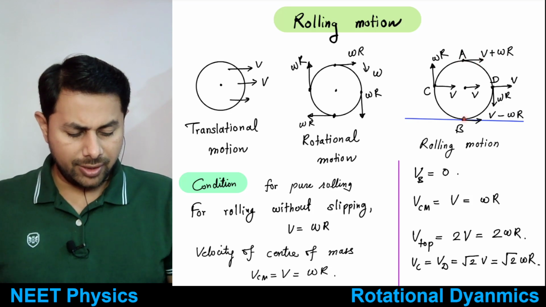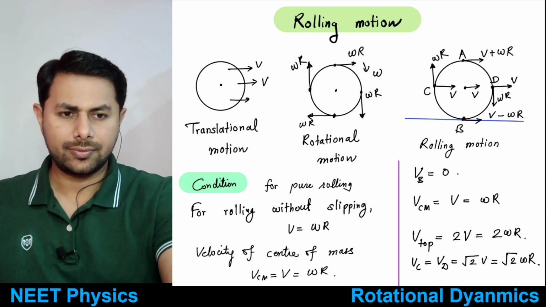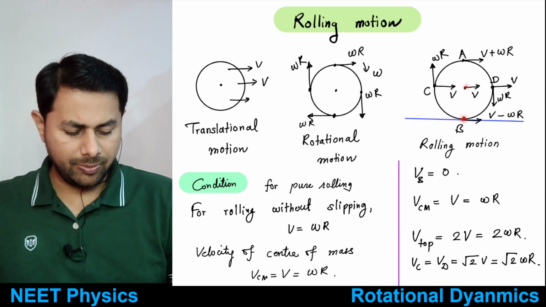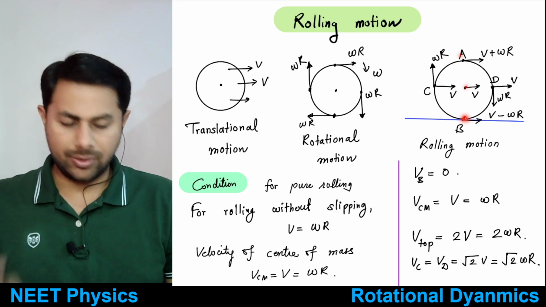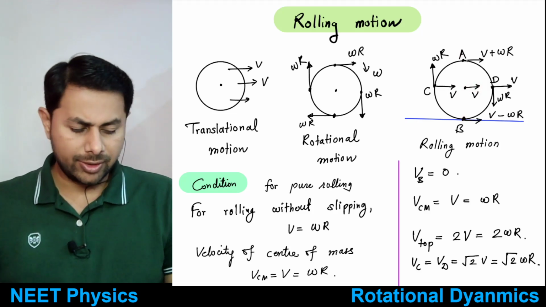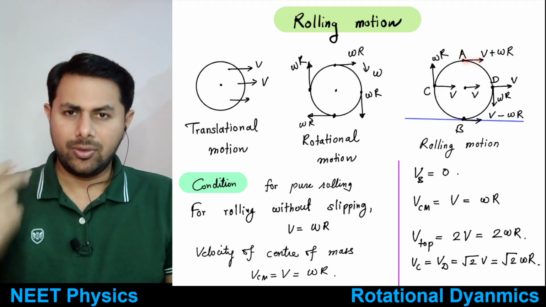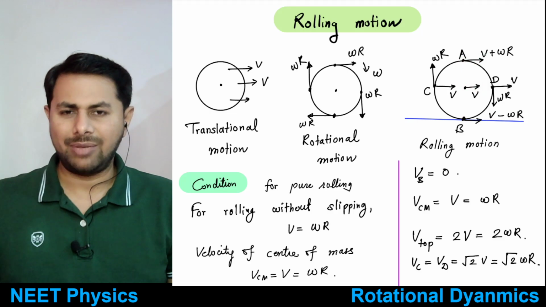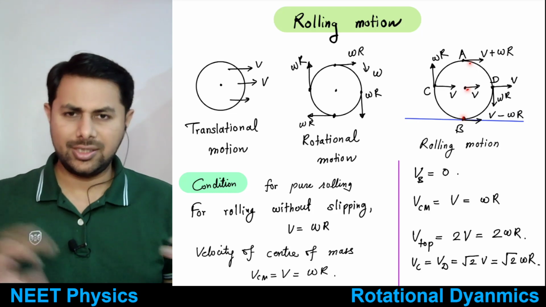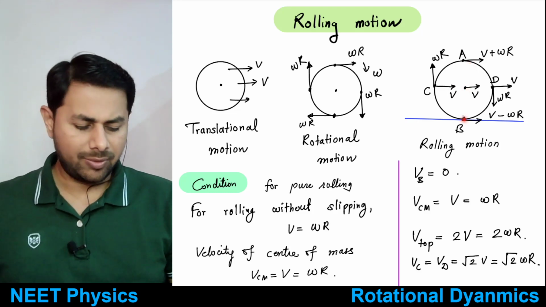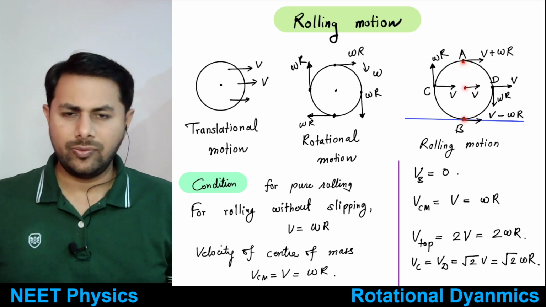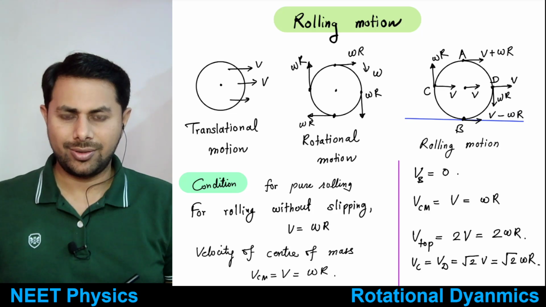So if you see from this point upwards, velocity of this point is 0, velocity of this point is equal to omega r, velocity of this point would be omega r plus omega r, that means 2 times omega r, right? These are the velocity of these different points, okay? Point at the bottom, then center of mass or center, and the point at the top, okay?